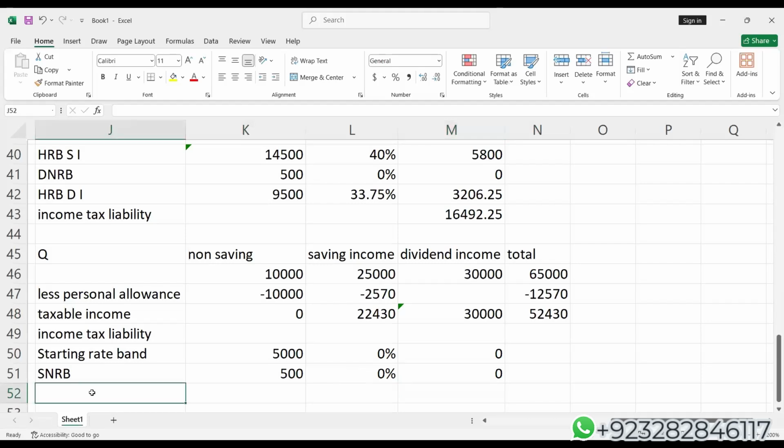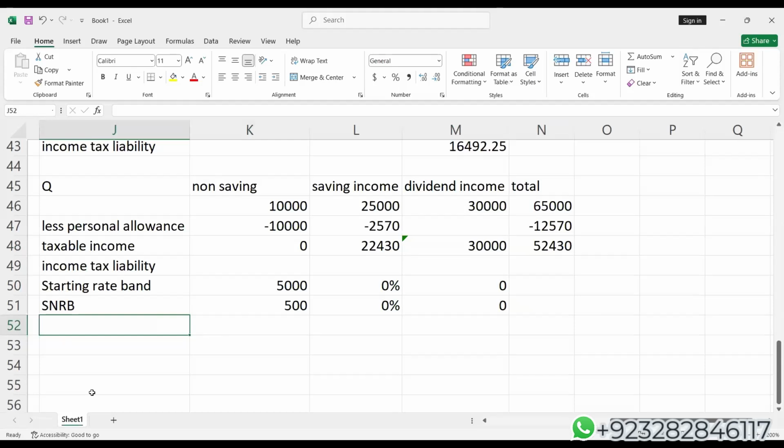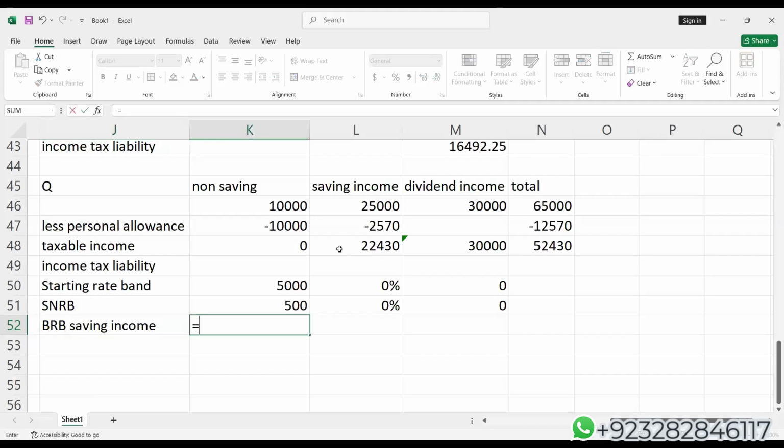Now the remaining saving income, whatever is left, of course falls in the basic rate band, and the applicable income tax rate is 20%. So basic rate band, saving income. Taxable saving income is 22,430. Out of that, 5,000 we have taken in the starting rate band, 500 we have taken in the nil rate band. This is what is left, 20%.